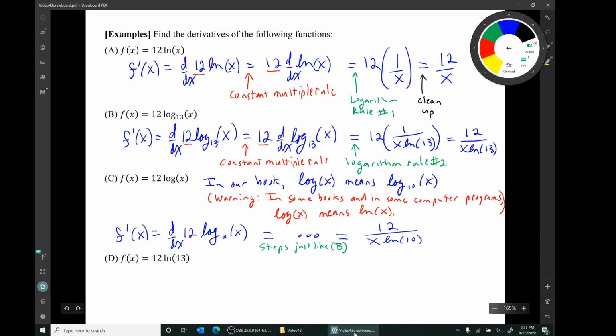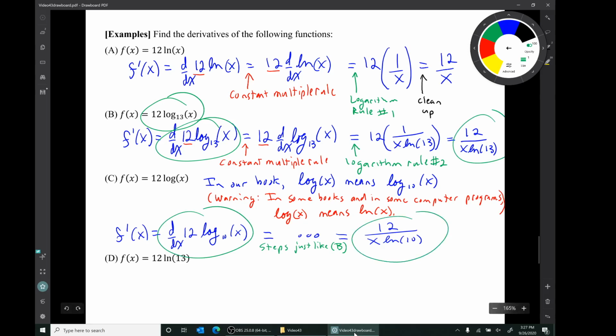So this question C would unfold just like question B. In question B, we found the derivative of 12 log base 13 of x. We did that, and we ended up with that. In question C, we take the derivative of 12 log base 10 of x. We're going to end up with the same thing, but everywhere there was a 13 in this earlier calculation, there's going to be a 10 in this later calculation.